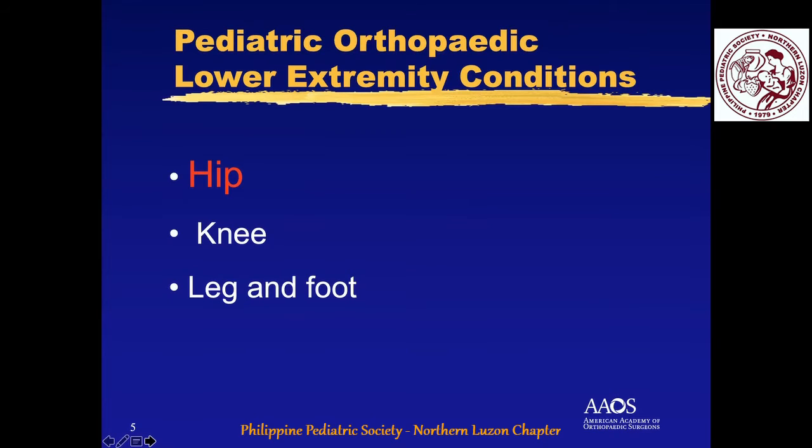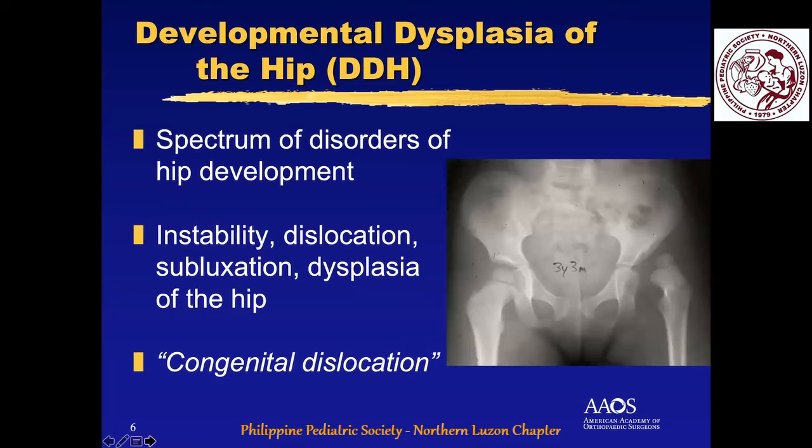So when you talk about pediatric orthopedic lower extremity conditions, we'll start first with the most proximal part, the hip joint. And perhaps the most important hip pathology we should pick up is that of developmental dysplasia of the hip, or DDH. DDH is a spectrum of disorders of hip development, which can run the gamut from instability, subluxation, dislocation, and subsequent dysplasia of the hip as well. The old term for this was congenital dislocation of the hip, but we now know that it is a developmental process which can span from both the intrauterine period to the early postnatal period of the child's growth.